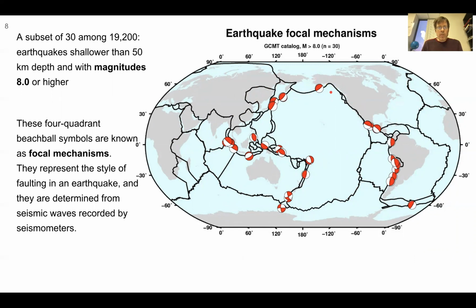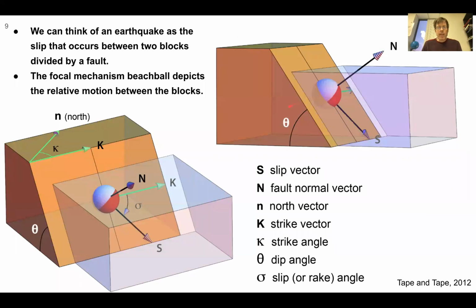We see these symbols, these 4-quadrant beach ball symbols are known as focal mechanisms, and they represent the style of faulting in an earthquake, and they're determined from seismic waves recorded by seismometers. We won't delve into how these are determined from seismic waves, but this information we can find elsewhere in some excellent instructional materials. So let's get a better idea of what these beach ball symbols are.